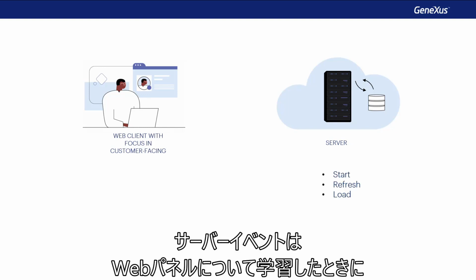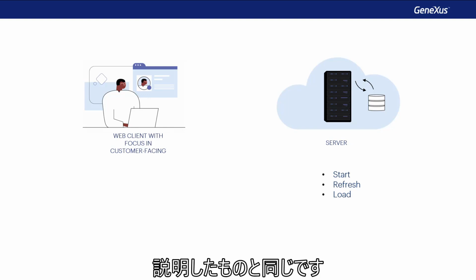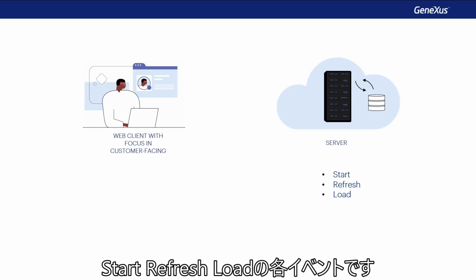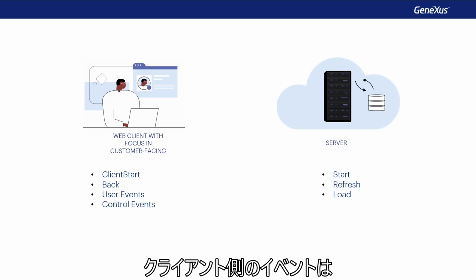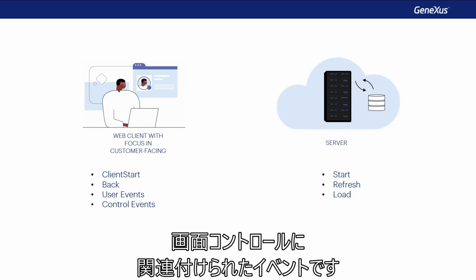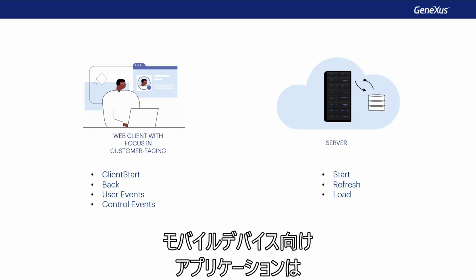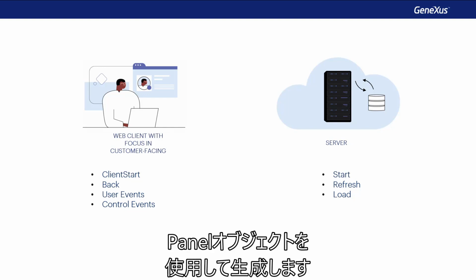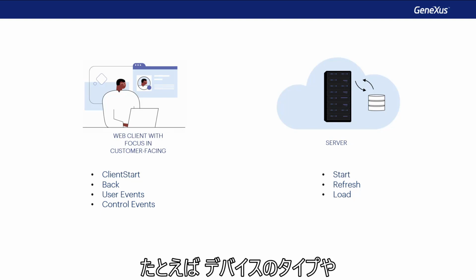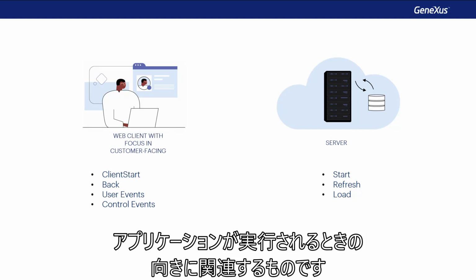The server events are the same ones we already saw when we studied web panels: the start, refresh, and load events, which allow us to interact with the database. The client-side events are client start, back, user-defined events, and events associated with the screen controls. When we use the panel objects to generate an application for mobile devices, we'll also have other events associated with the mobile platform. For example, related to the type of device and its orientation when the application is executed.